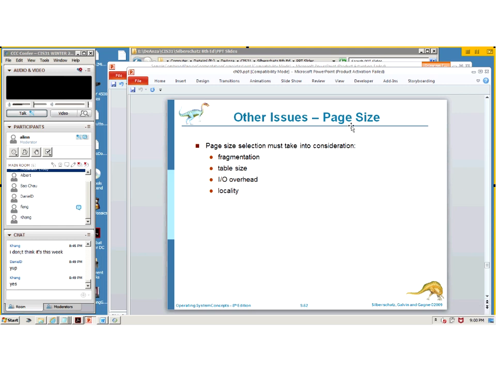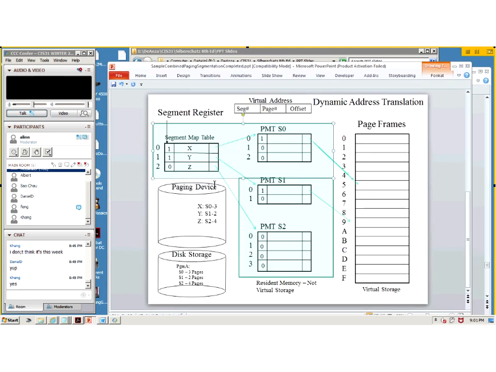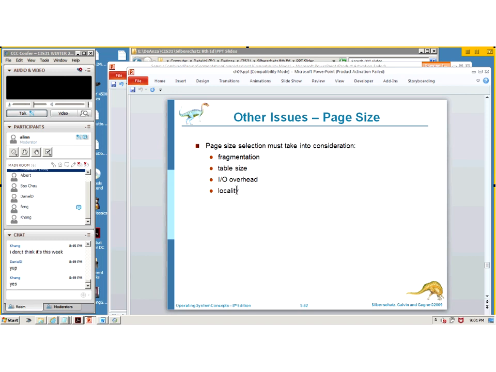The page size. Some systems allow the page sizes to change anywhere from 2K to 16K. And that affects your table size and locality, right? If your pages are larger, chances are you're going to have more inside that one page. Overhead: if the pages are larger, it's going to take longer to load that page to and from the paging system. So if these pages are huge, it's going to take longer to load back and forth. So you've got pros and cons for using different size pages.